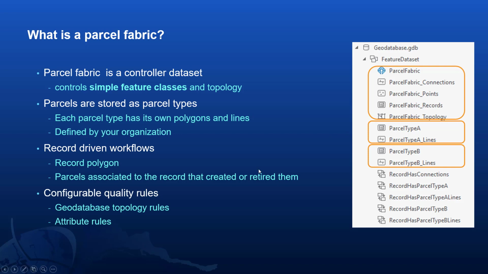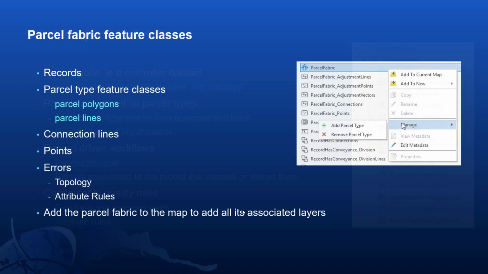And of course you have the quality rules that you can configure. So those are fully configurable through those two engines we mentioned, and you can add or remove the rules as you see fit to meet your business requirements. The parcel fabric feature classes, as we said, are simple. Here are some of those. We already talked about every parcel type has its own polygon and lines.